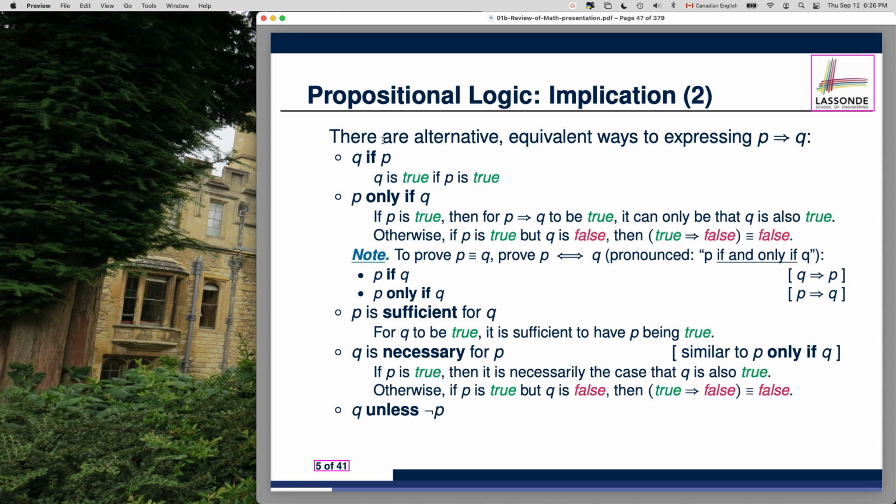So we got how many? 1, 2, 3, 4, and 5. 5 different ways to really refer to P implies Q. That's my point. All right?